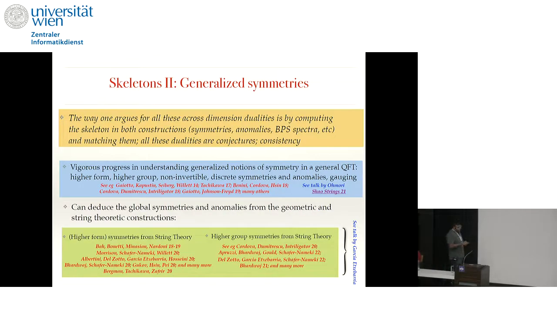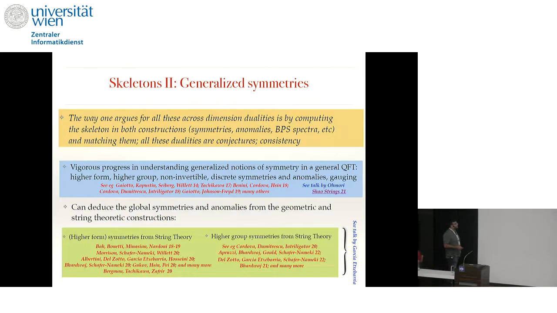Now, let me make several further comments. First of all, I made various claims about across-dimensions dualities of various theories. So a natural question is how one knows or conjectures these types of things at all.